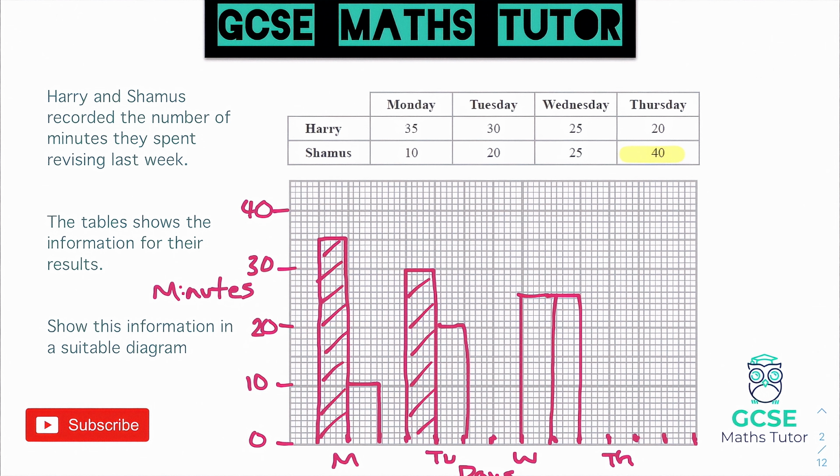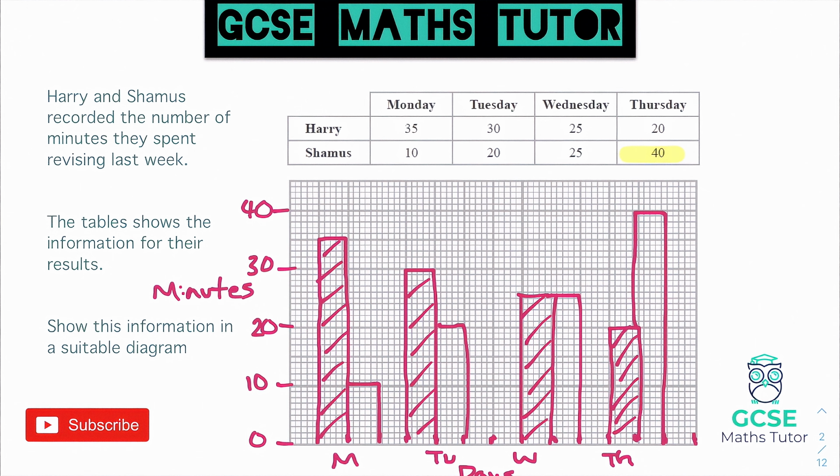I'll try and make it as neat as I can, and then again shading in Harry's, and then we've got our last one here, which is 20 for Harry, and we've got 40 there for Seamus, and that was the largest out of all of them, so up to 40, and drawing that in nice and neat, not forgetting to shade Harry in.